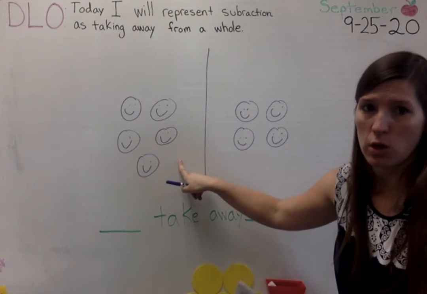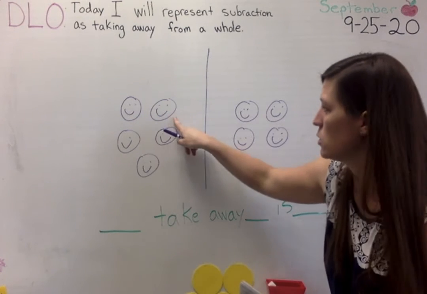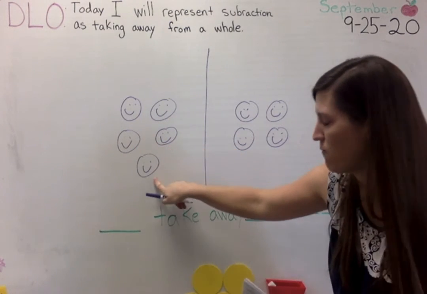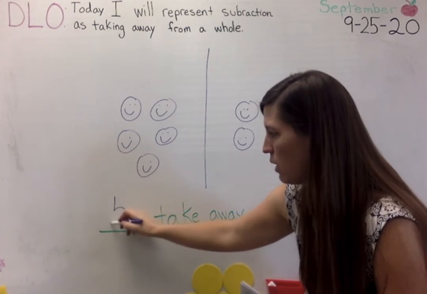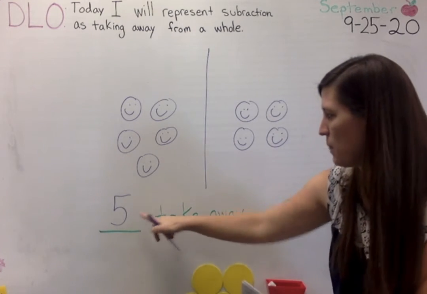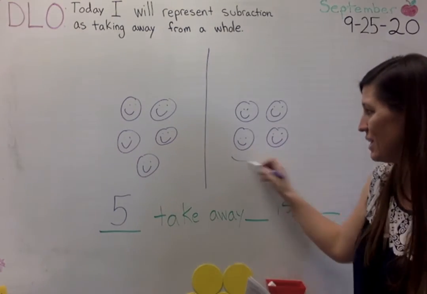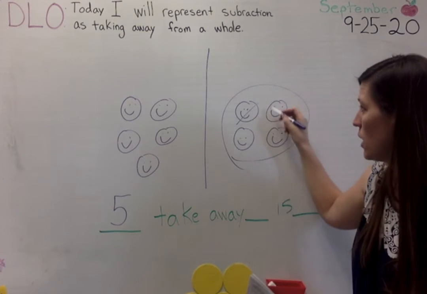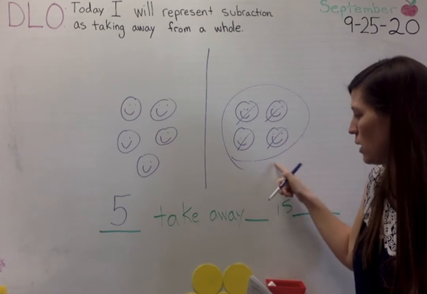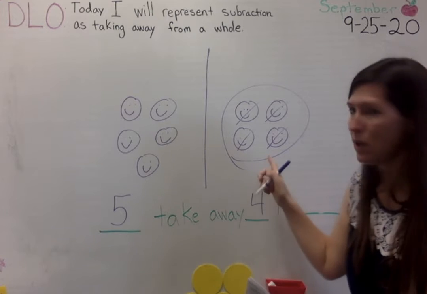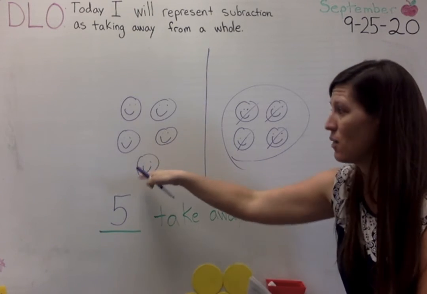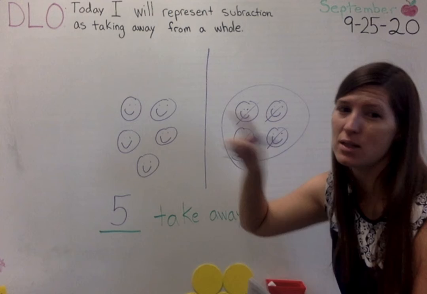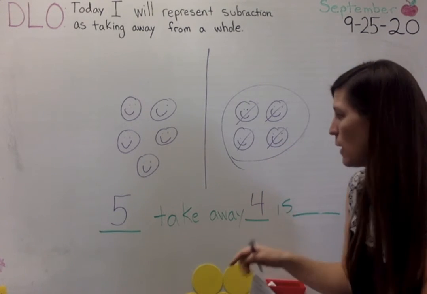How many are we starting with? Let's count. 1, 2, 3, 4, 5. Short neck, belly fat, Mr. 5 wears a hat. Take away this many. How many are we taking away? Let's count. 1, 2, 3, 4. I'm taking 4 away. Except I can't take them away from here. I have to take them away from that side. That's why it's a little confusing on the worksheet.